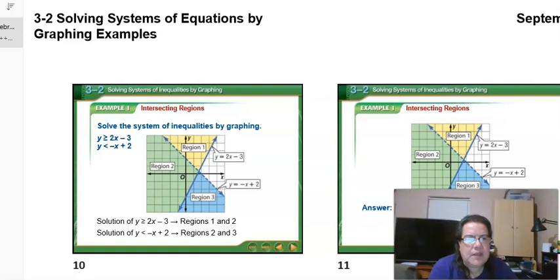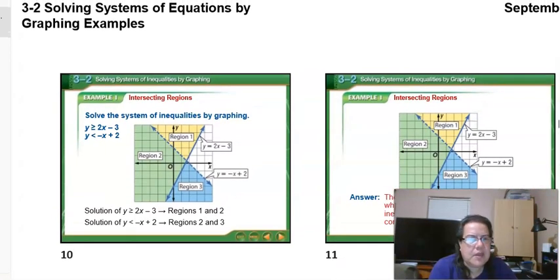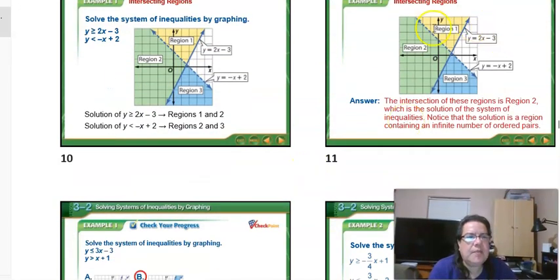So now let's look at kind of the same idea where you have, let me just fix my screen real quick. So if you notice, your packet, the first slide will give you kind of the same idea, give you some equations for you to graph. Notice how this one has an equal, the bottom one doesn't. So one is solid, one is dotted line. And so you're trying to look for the region where both of them intersect.